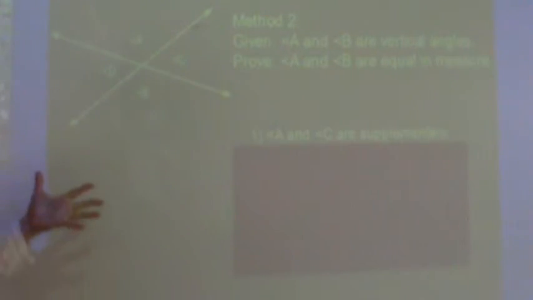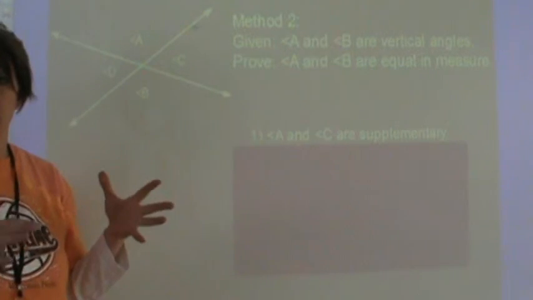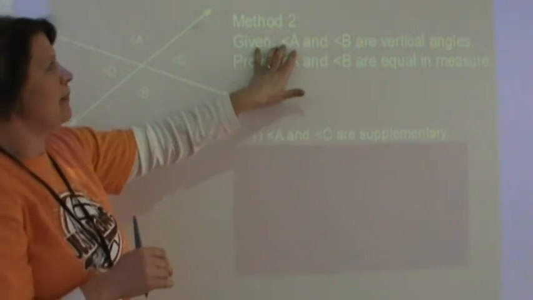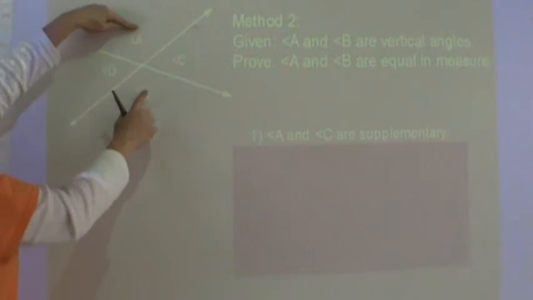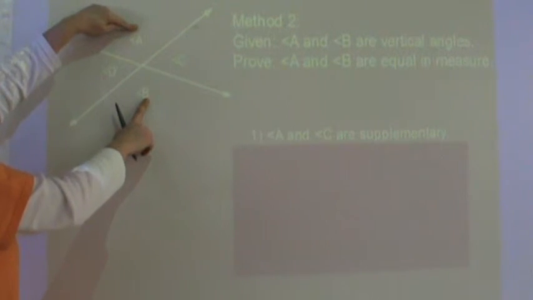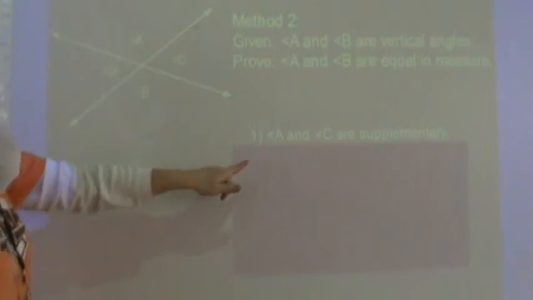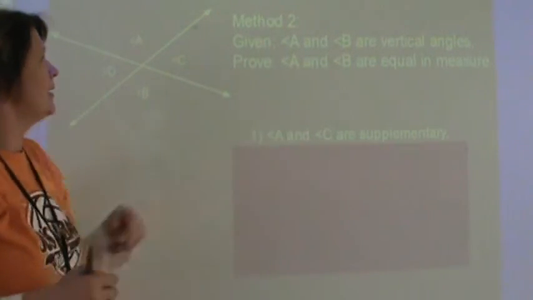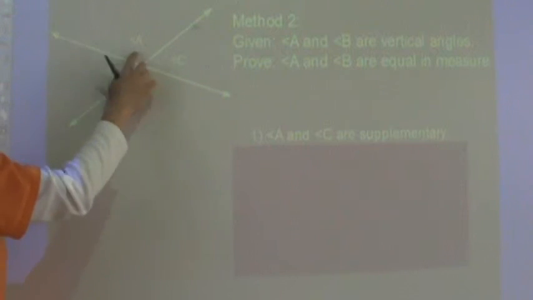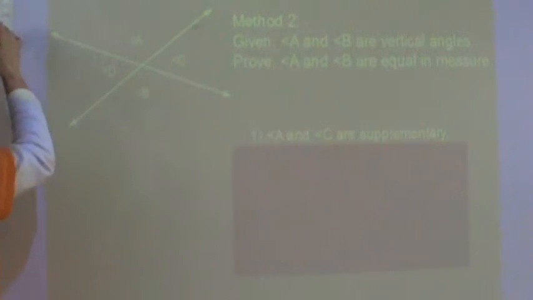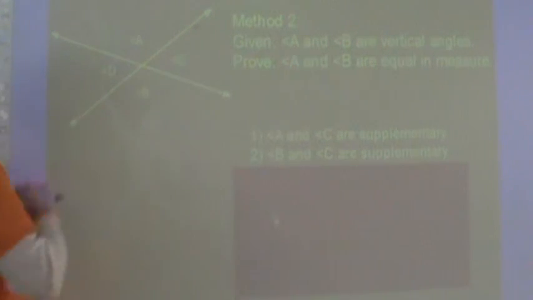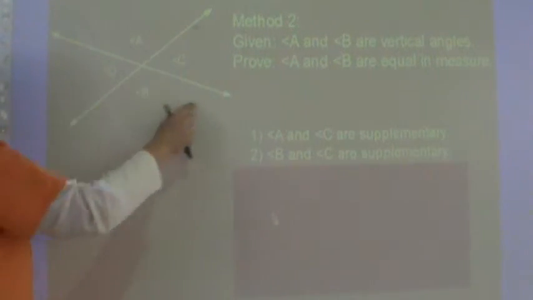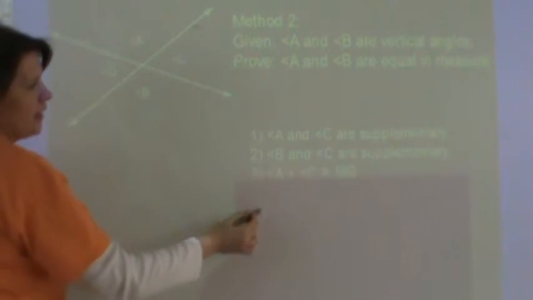Okay, method two, this would be using deductive reasoning. When you take geometry, you're going to do what's called proofs. This is a proof. They'll give you a statement, for example, like angle A and angle B are vertical angles. We want to prove that they're equal. So we'd first say, well, A and C are supplementary. If you remember supplementary, two angles that are next to each other, they add up to 180 degrees. We could also say that B and C are supplementary because they're two angles that are next to each other, they add up to 180 degrees.